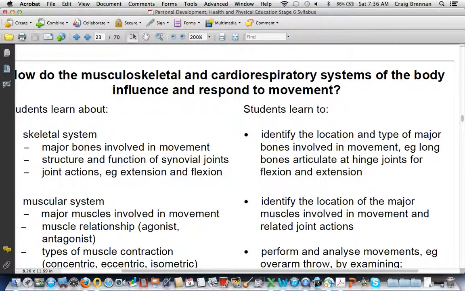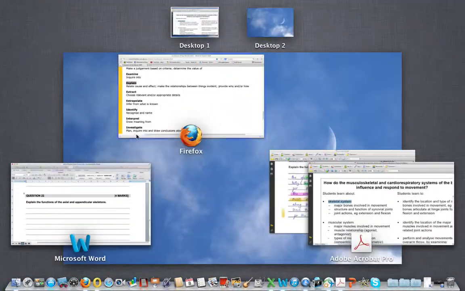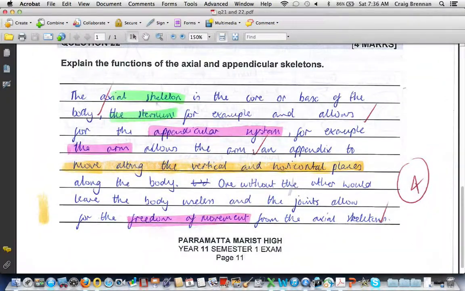So we go and have a look. We're talking about the skeletal bones. This is where we're coming from with our syllabus. We have a look at our sample answer. We're going to explain the function. So what's the relationship between the axial and the appendicular skeletons?